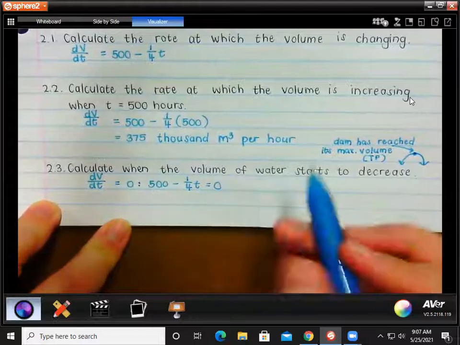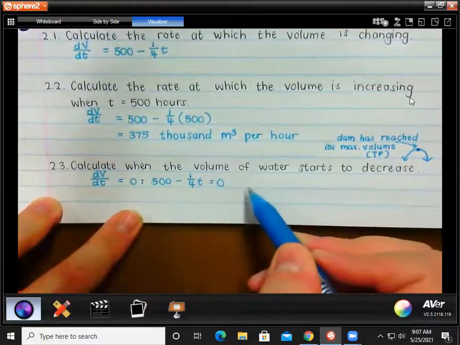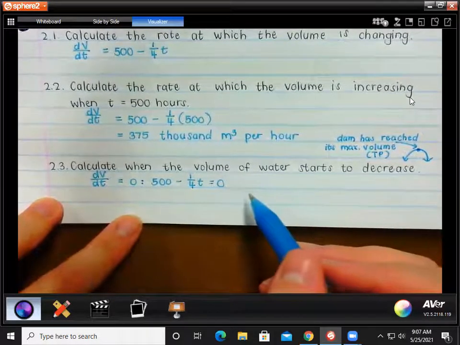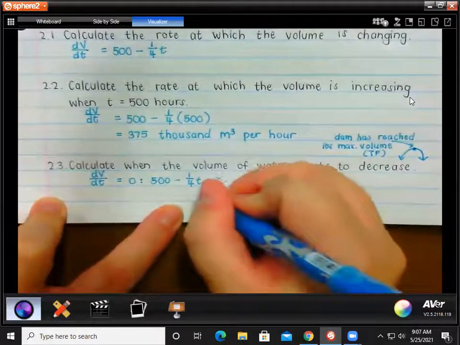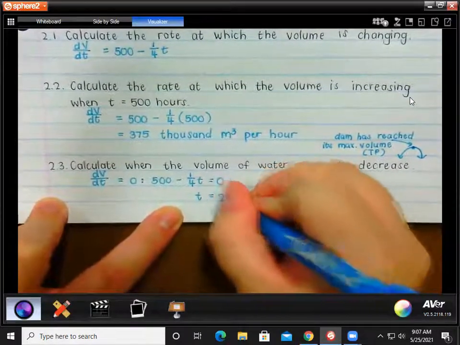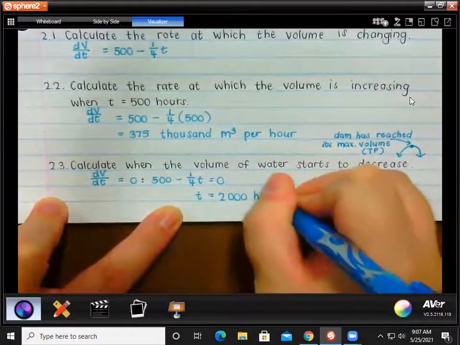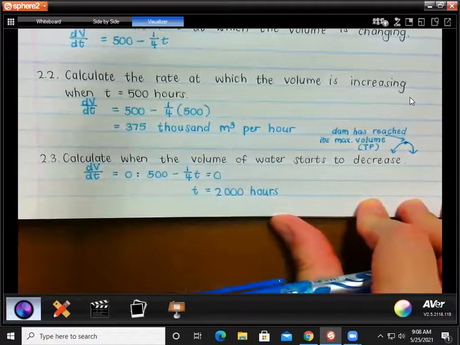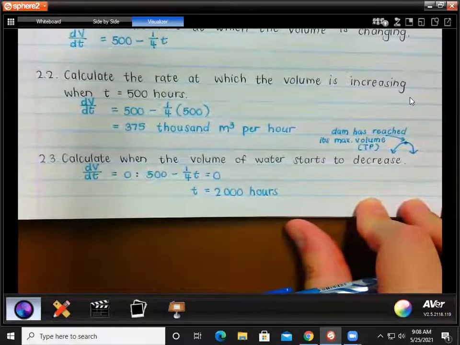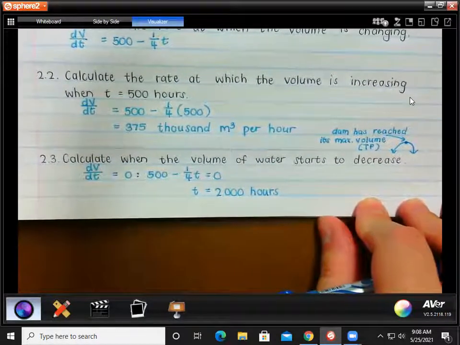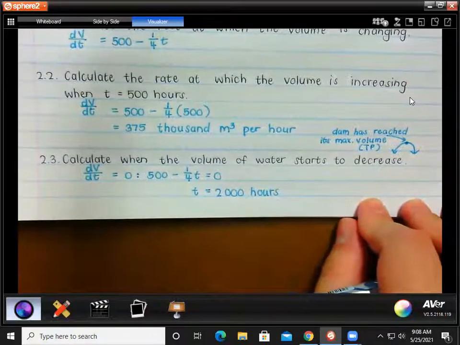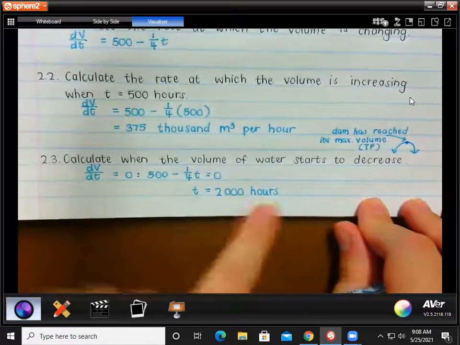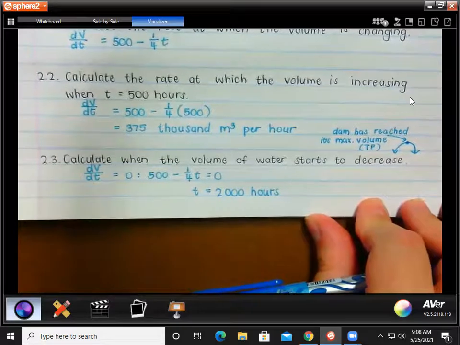Now I am running out of space, so let's just talk through this. We're going to move that 500 over. It's going to become minus 500. Then we're going to divide it by negative a quarter. Is that fine? We're just solving for t. So when you do that, guys, you're going to get an answer of 2000 hours. So at 2000 hours, that is when the dam reaches its maximum volume, and then that is where it will start to decrease. You don't have to say 2000 hours and 1 second or something. Remember, time is continuous, so we can just say 2000 hours for that answer.